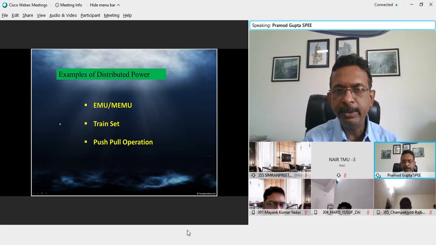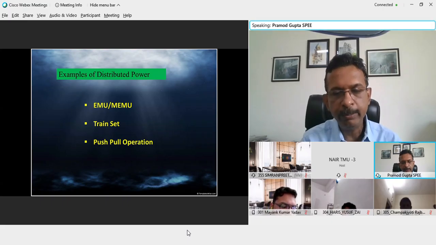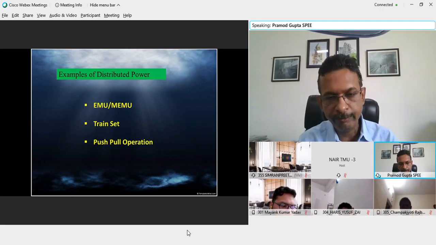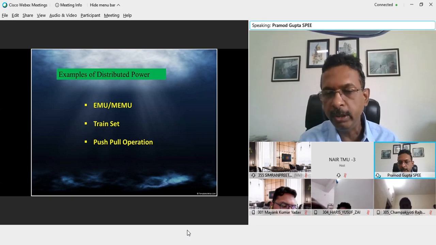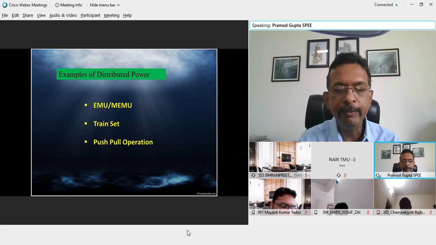These are the 3 examples of distributed power: EMU, mainline EMU, train set, and push-pull operation. Over a period of time, all the slow-moving passenger trains will be replaced either by EMU or MEMU or DEMU or by train set. So we are on the way to move out the conventional passenger trains by one of the distributed arrangements that we have already introduced in Indian Railway.